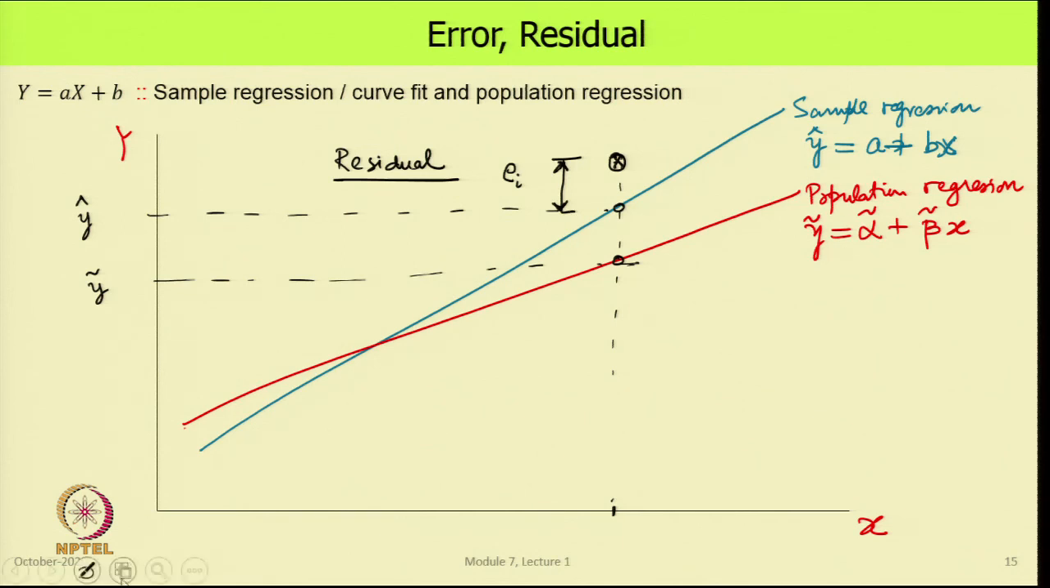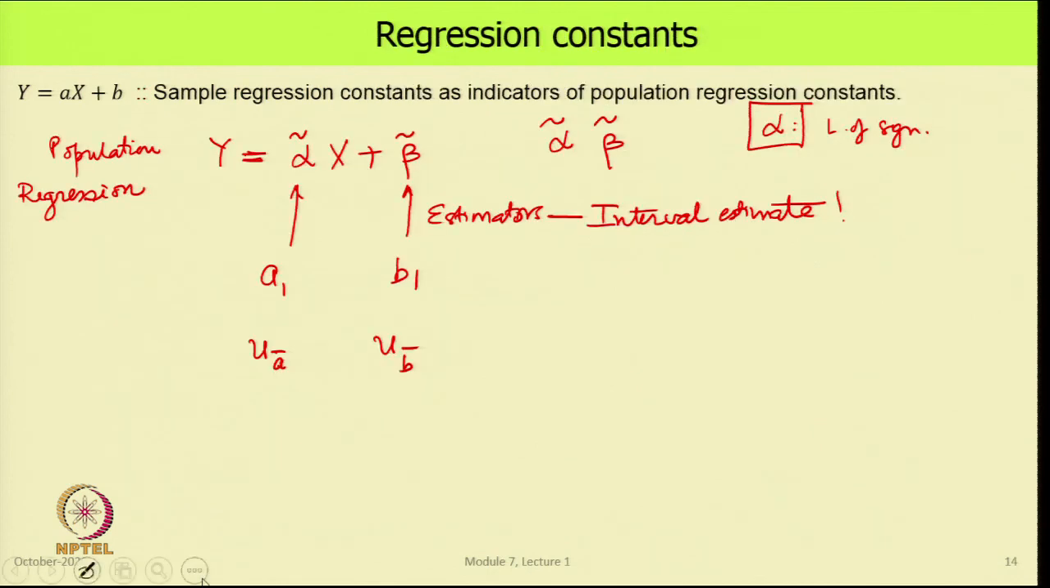And we define one more, the difference between this and the population regression value, this we denote as epsilon i, and ei is an estimator of epsilon i, and they both follow a statistical distribution, and that gives us a lot of valuable information in what we want to do.